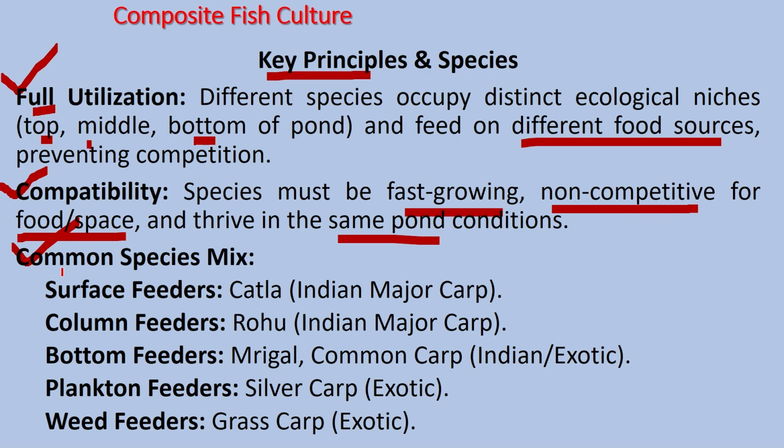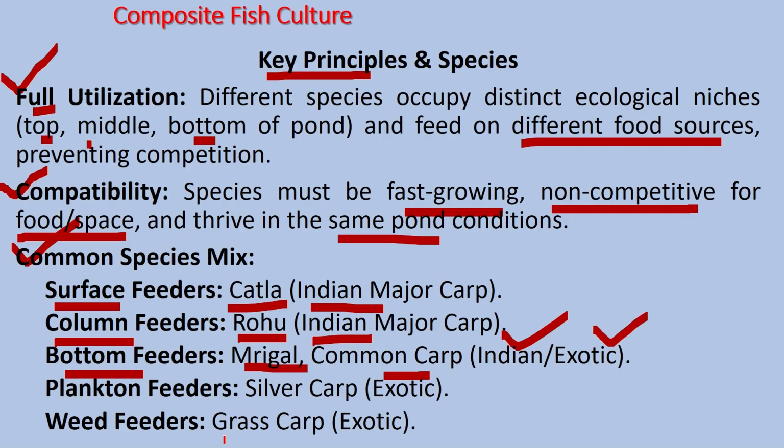Which are the common species used for polyculture or mixed culture? Here are some examples. Katla belongs to the Indian major carp, and it is a surface feeder. Rohu, again an Indian major carp, is a column feeder. Mrigal, again an Indian major carp, is a bottom feeder, or common carp, which is an exotic species, again a bottom feeder.